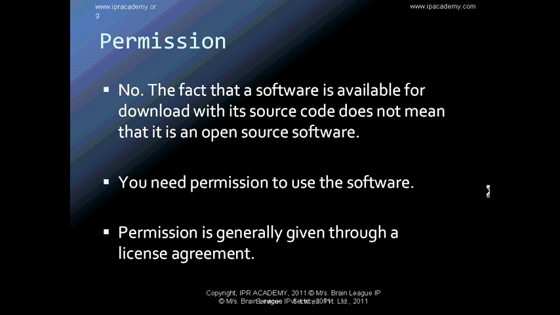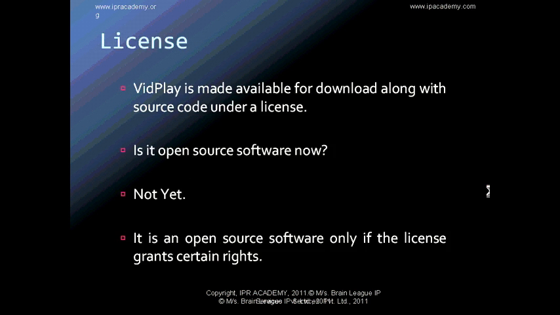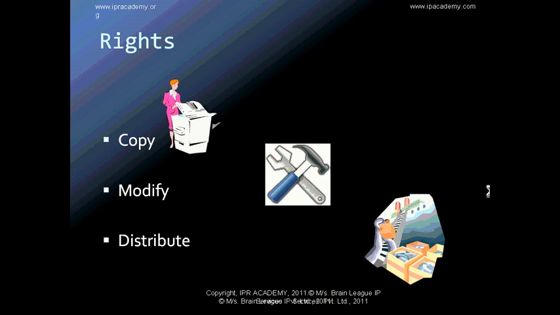Now, in order to use any software which is made available online, you will need permission. And these permissions are generally granted through licenses. Let's say, for example, our software VidPlay is made available under a license. The source code is there online, and VidPlay is made available under a license. Would the fact that there is a license governing the software make it open source software? No, not yet. In order for this software to be an open source software, the software should be governed by an open source license. And open source licenses are licenses that generally have certain terms and conditions in them.